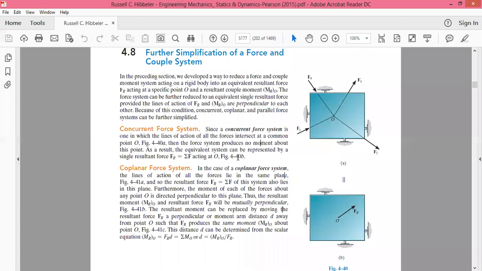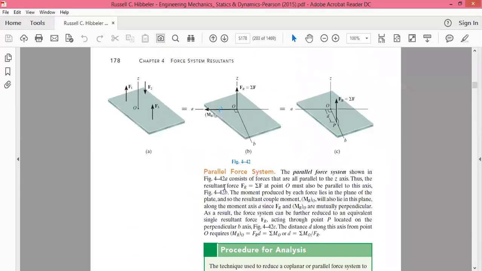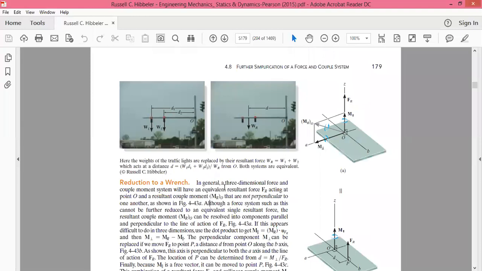What do we mean by further simplification? It means that in the previous class, a number of forces were acting on a machine element, and we replaced them by a single force and a single moment. But now we can replace the single force and single moment by a single force. For example, let's discuss this problem.